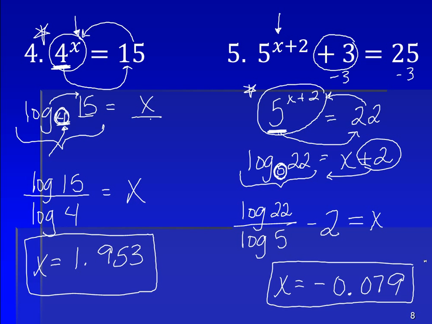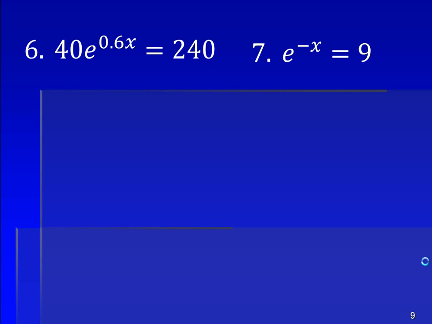Okay, so a little bit different than what we're used to in the past. Let's look at 2 more. 40e to the power of 0.6x equals 240. Okay, well, first concept again, x is a power. So I know I'm going to have to be rewriting this in order to bring that x down. Okay, isolating. X is attached to e. It is not attached to that 40.